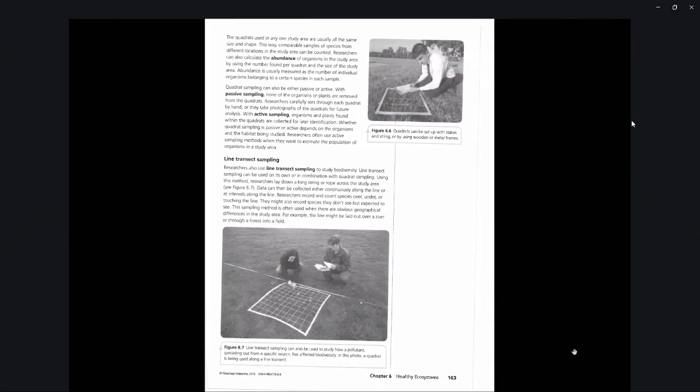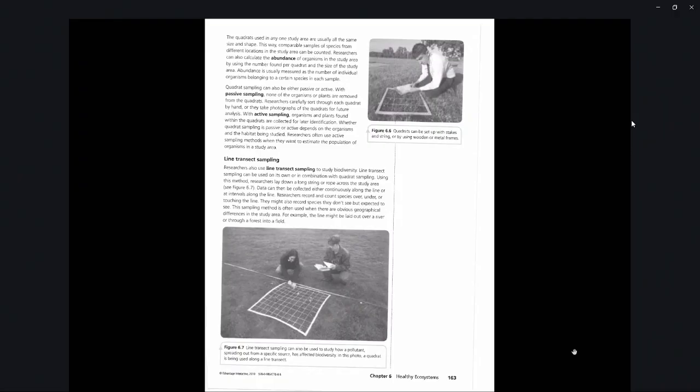Usually, if it's something that they want to measure the size of the species, maybe how big the population is in the area, they usually use active sampling. Actually go in and collect an amount. You'd want to be careful, of course, very careful that you're not disturbing the ecosystem, you're not causing any harm to the ecosystem, whether you're doing passive or active sampling.